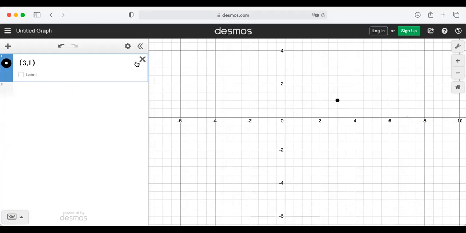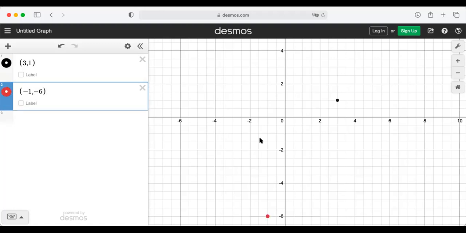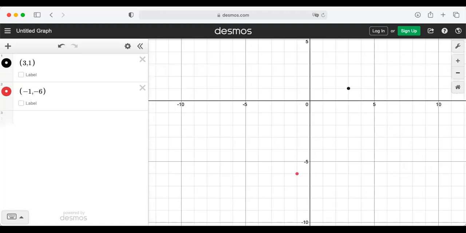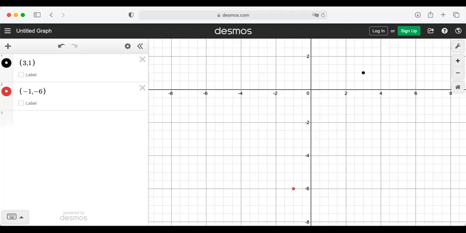Let's close all of these lines. If you put parentheses 3, 1, and then another parentheses, it'll plot the point. So you want to plot the point -1, -6. I can't see it because it's a little bit down here, but now if I move my graph, you can see -1, -6. So you can zoom out and zoom in. So that's a nice little feature of Desmos. Okay, let me go back.